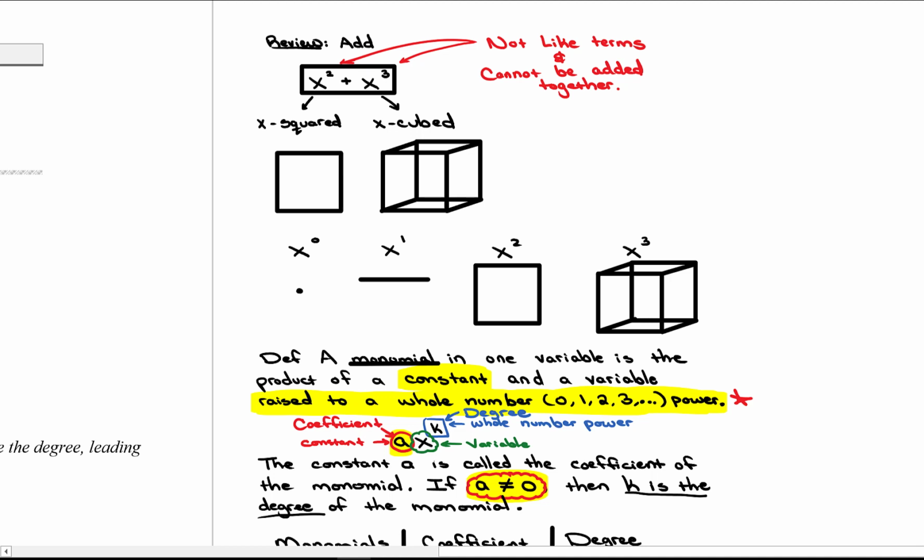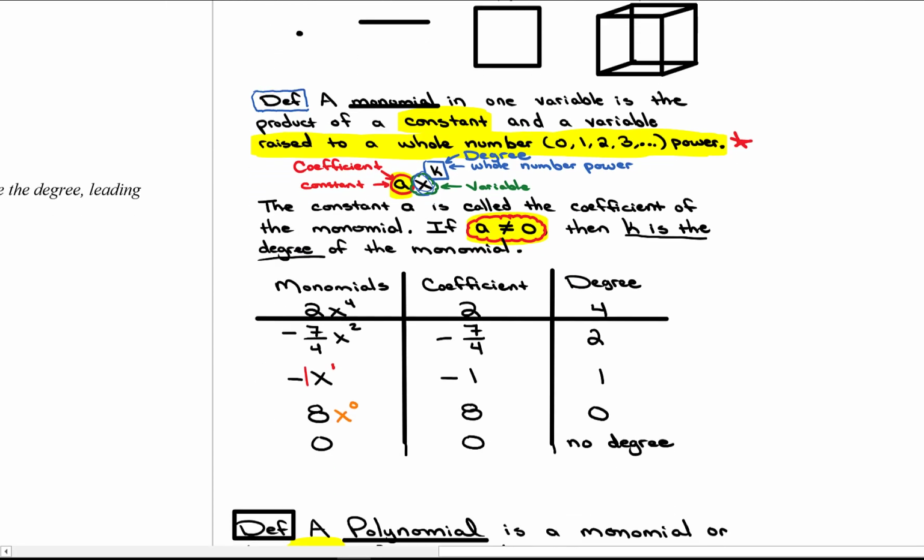So I've got an example here, a monomial. Definition of a monomial. A monomial in one variable is the product of a constant and a variable raised to a whole number power. And that's basically what we had written before, a whole number power. It's a number that is greater than or equal to 0, and it's an integer. And the constant a is the coefficient, the x right here is our variable, and the k in this case represents the degree or the power. The constant a is called the coefficient of the monomial, and if a is not equal to 0, then k is the degree of the monomial.